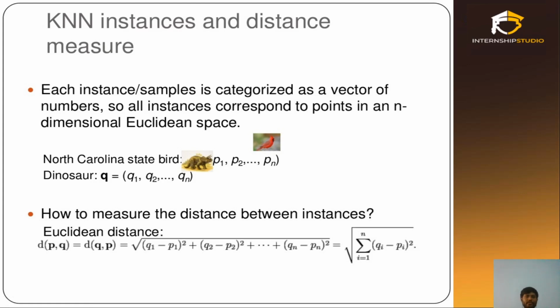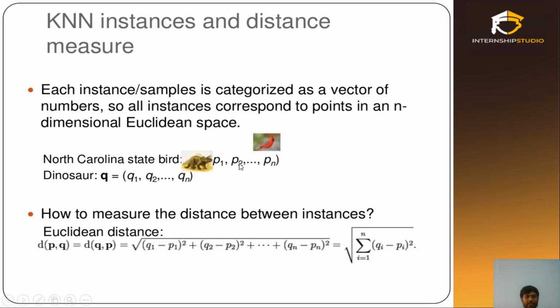For doing that, whatever the categorical data, images or text is available with you, first you have to vectorize it, convert it into vectors, and then project it in an m-dimensional Euclidean space. Once you have projected your data into Euclidean space, it will be numbers. Obviously it's a vector, so we can find the distance between these two vectors.